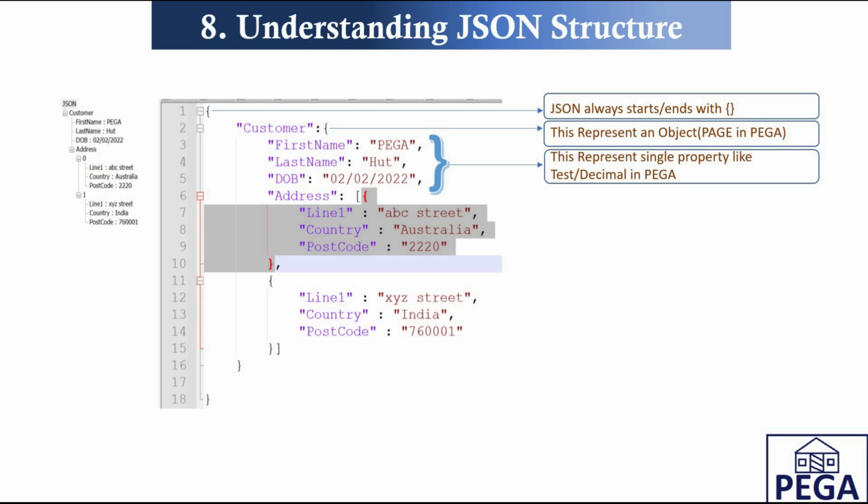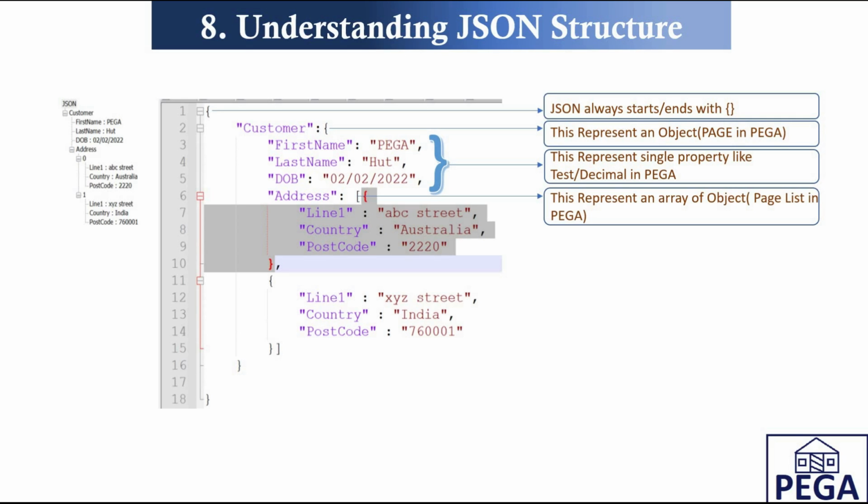Now the second thing is, if you see first name, last name, date of birth, they are individual elements under the page. In the Pega world, it's just a single property, not a page or a page list. Like how you define a page, and in the data class you would create first name, last name, date of birth, it's exactly the same. Now the address over here is a page list.